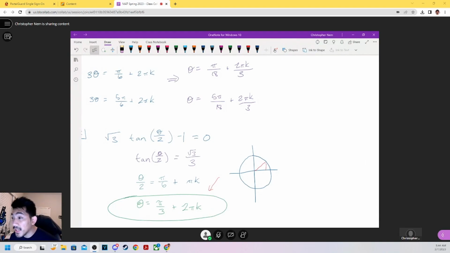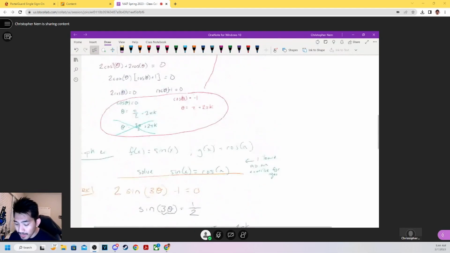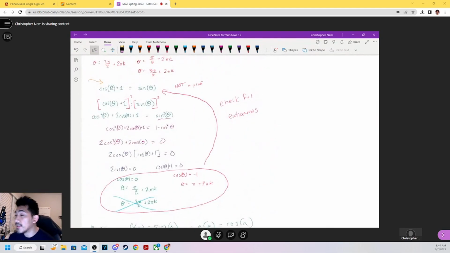Just make sure you are very careful with this, and if you have extraneous solutions, check for them, like how we squared over here. If you're going to be squaring something, or multiplying by a reciprocal or whatnot, you want to check for extraneous solutions just in case. If you're ever unsure, just plug it back into the original and see if it checks out.